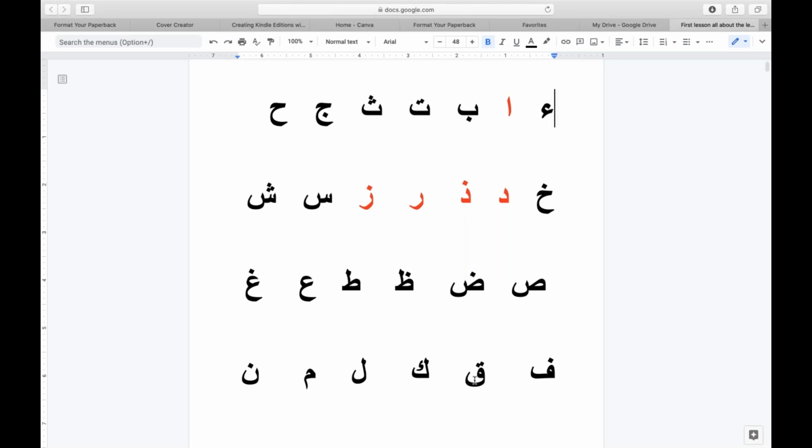Qaf. You will feel it. The back of your tongue must touch the upper place of your throat, between your tongue and your throat. I hope that makes sense. Qaf, q. And there is no air when in kaf, k.